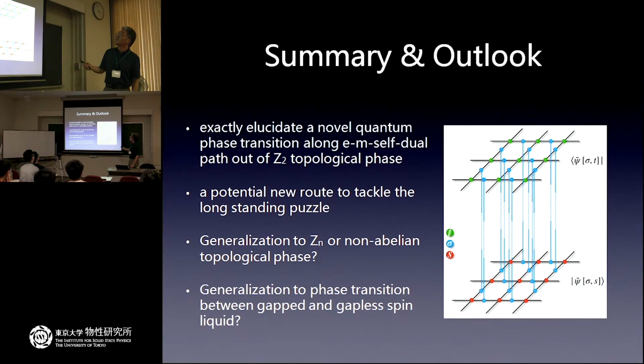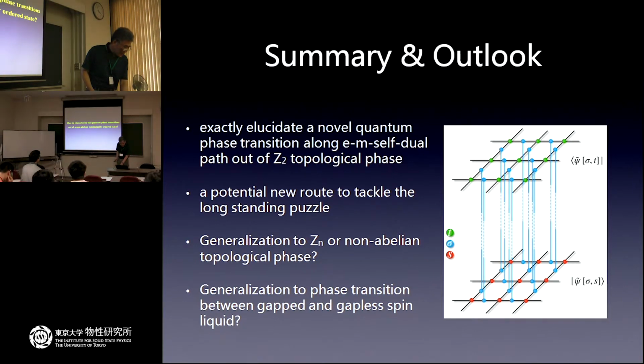So next, let's make a summary. We developed a novel quantum phase transition approach, in particular around the electric-magnetic self-dual line, and carefully considered the topological phase transition out of the Z2 topological order phase. This approach provides a potential new route to tackle a long-standing puzzle. Also, our approach can be generalized to Zn and the non-abelian topological phase.